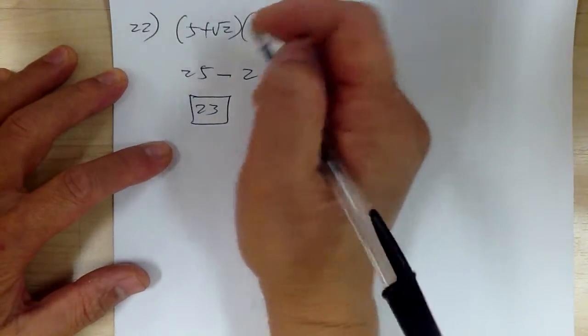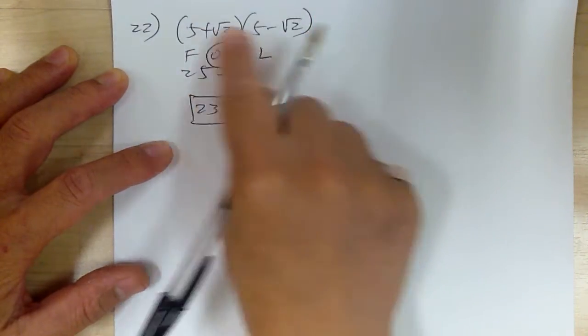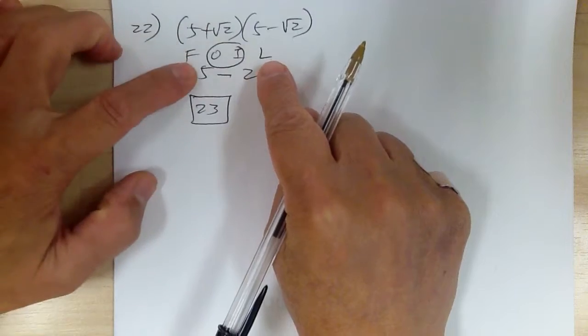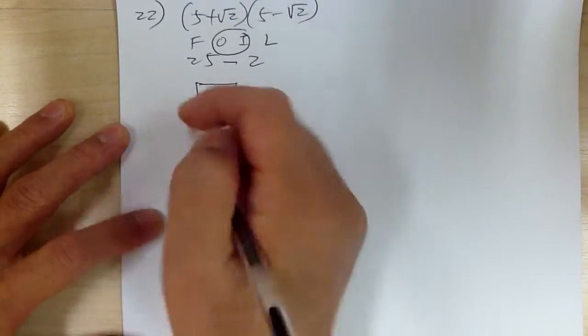So again, you're doing the FOIL method, right? So O and I cancel out because of the conjugates. So all you have is F and L. Okay, now let's go to 24.